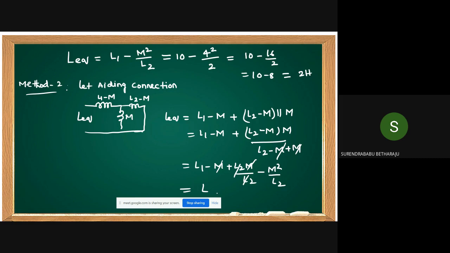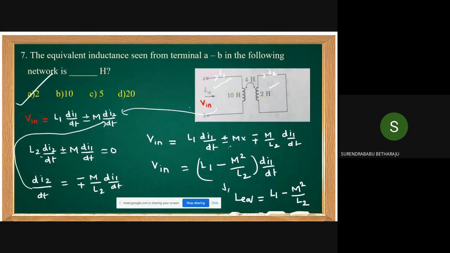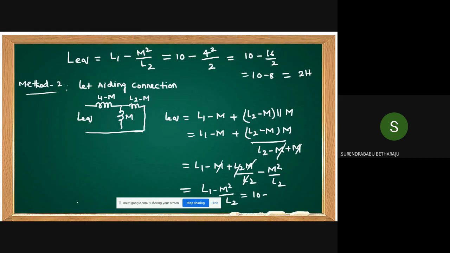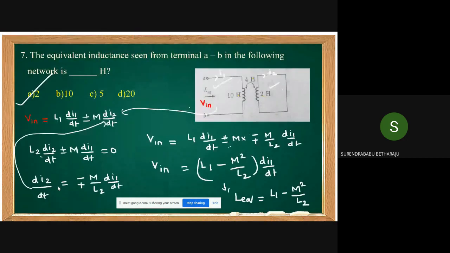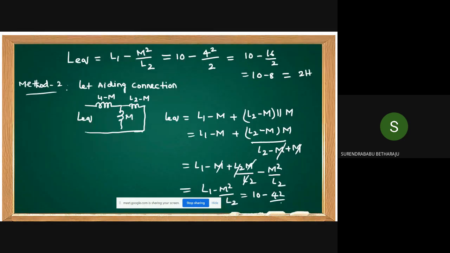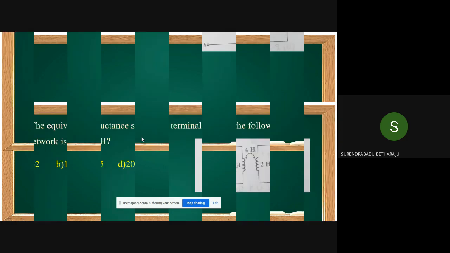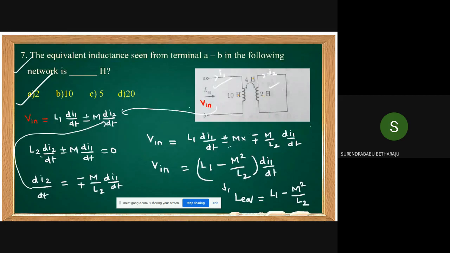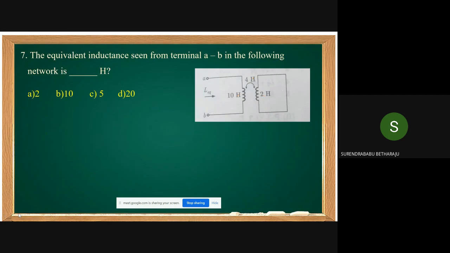Are you getting the same formula or not? Unless otherwise specified, you take the aiding, sir. Then according to that, you follow aiding connection. L1 is how much it is given? L1 is 10. 10 minus M is how much it is given? 4. 4 square by 2. Are you getting the same answer or not? 2 Henry. Like this, you can go for this method too, or if you want to write the equations, according to that equations also you can write. Like this you can proceed.